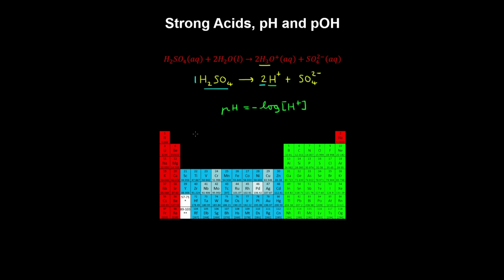And common strong acids to be familiar with are hydrochloric, hydrobromic, hydroiodic, and we have perchloric acid, nitric acid. So we call these monoprotic acids.